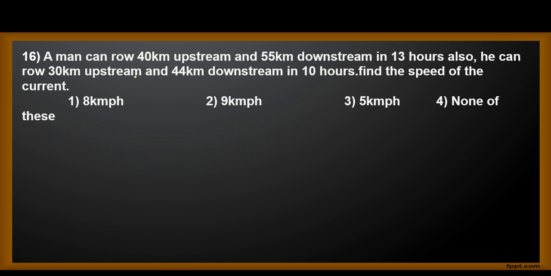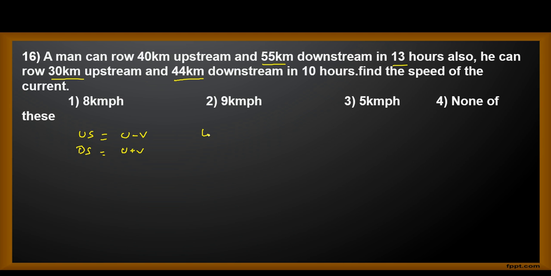See here, a man can row 40 km upstream and 55 km downstream in 13 hours. Also, he can row 30 km upstream and 44 km downstream in 10 hours. Find the speed of the current. Now, what is upstream speed? U minus V. Downstream speed is U plus V.